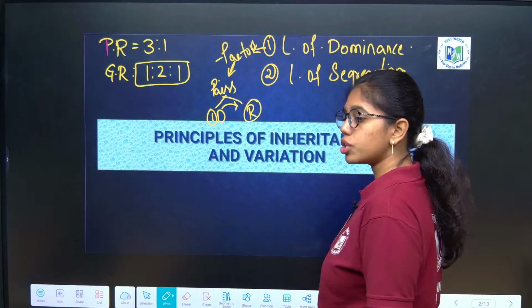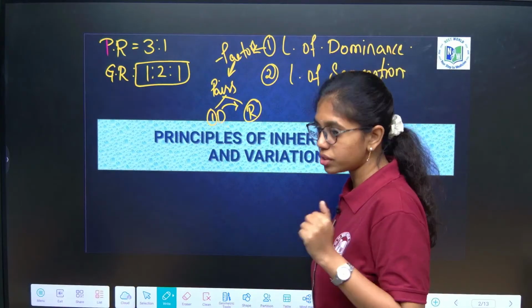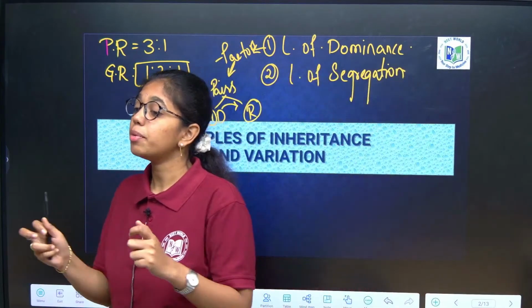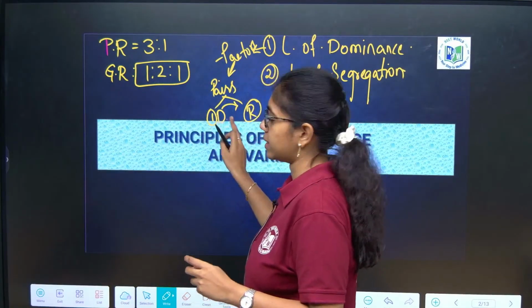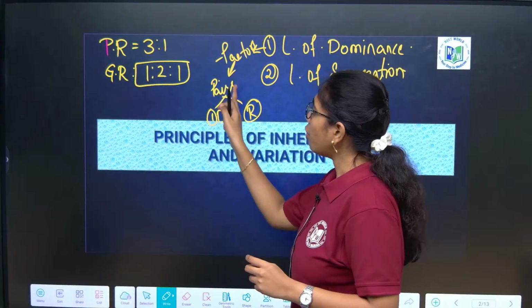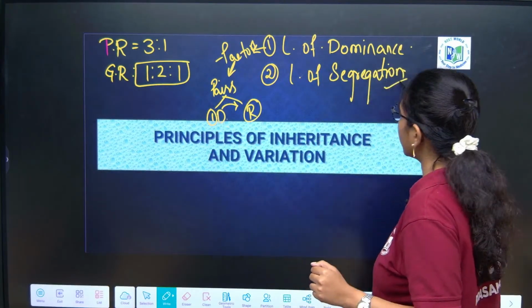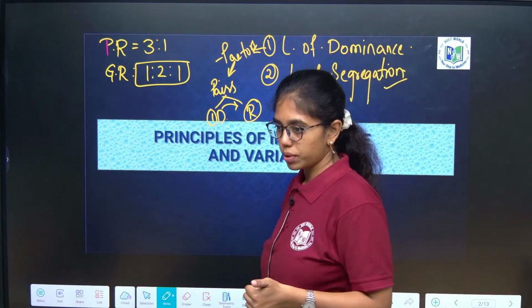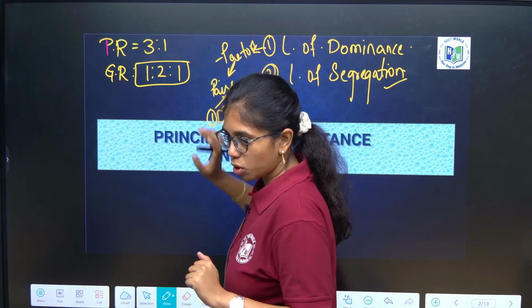Law of segregation: factors exist in pairs, and from that pair each allele will segregate independent of each other, and there is no blending of alleles in the pair of factors. That is the law of segregation. Of these two, which is universal? Law of segregation is universal. These are the laws given by Mendel from monohybrid cross.